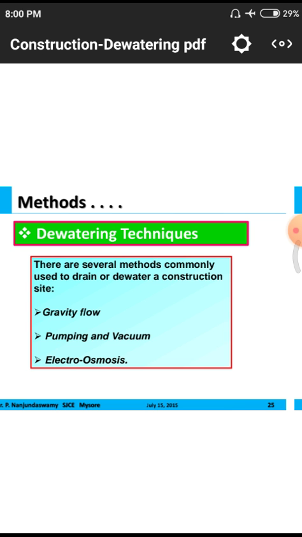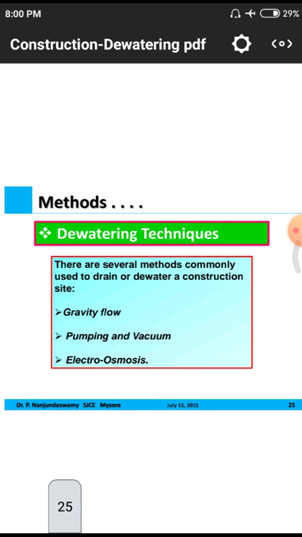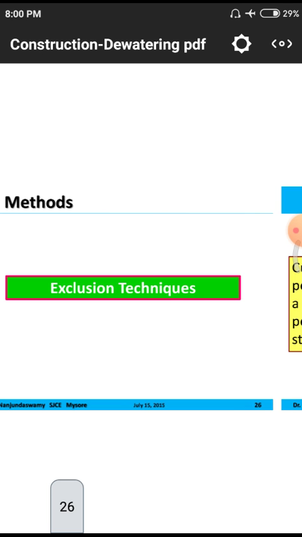This electro-osmosis technique also leads to one of the boiler principles, so that the anode and cathode directly penetrate into the earth surface. They have a tendency to evaporate the water present in the particular soil strata. So the electro-osmosis principle is related to electrical regulation. First we have exclusion techniques, and after that we go for dewatering techniques.